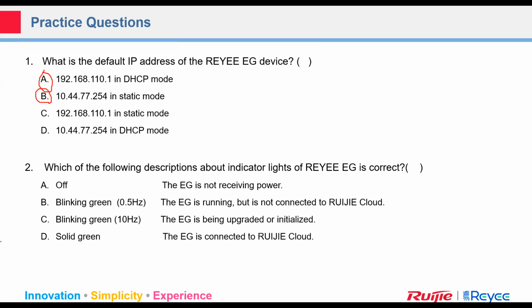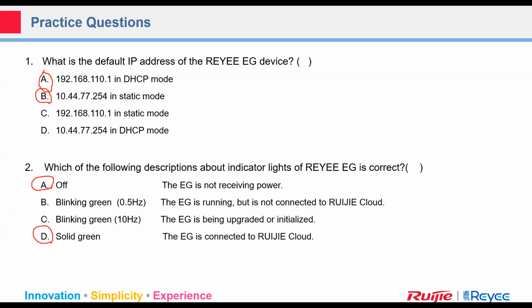B and C, all. All right, let's go through one by one. A solid green means that it is connected to Ruijie Cloud. If there's no light, meaning the EG is not receiving any power.